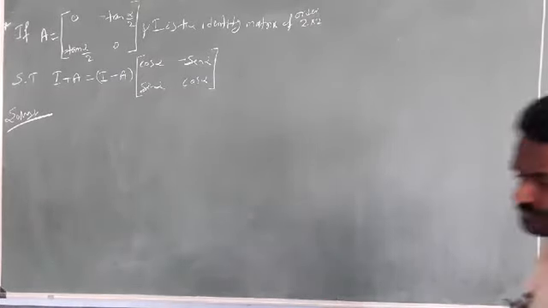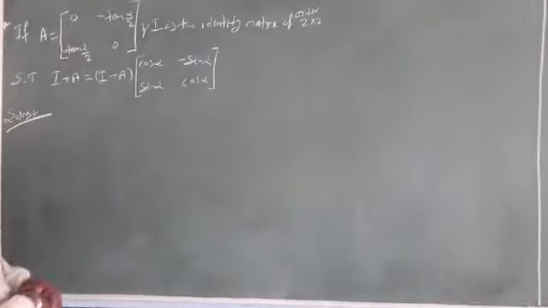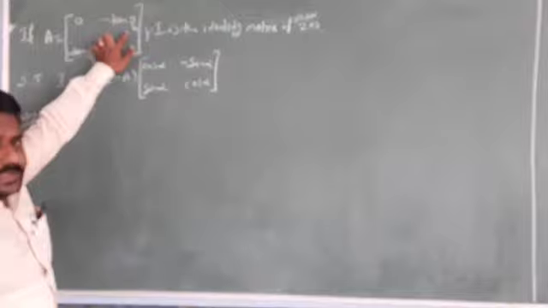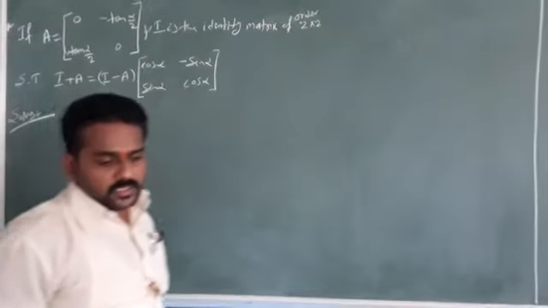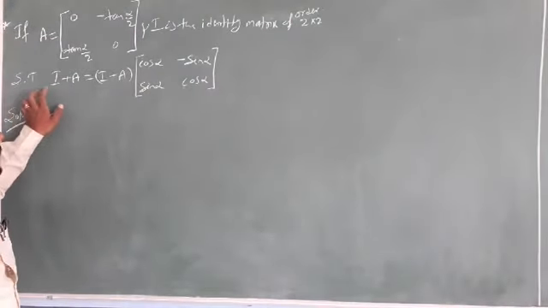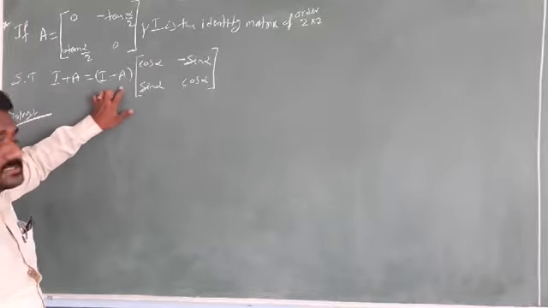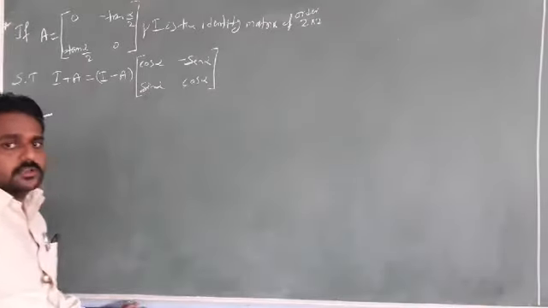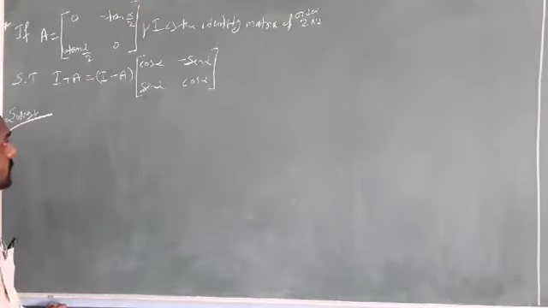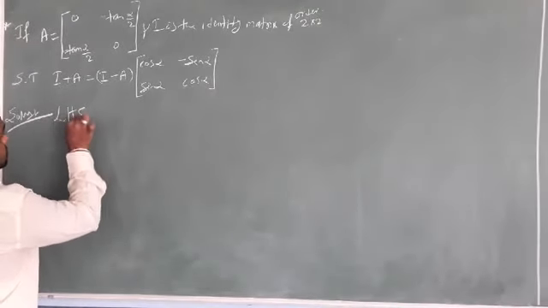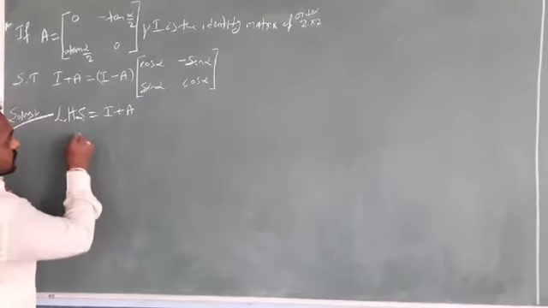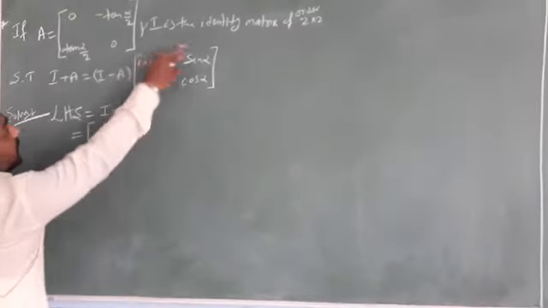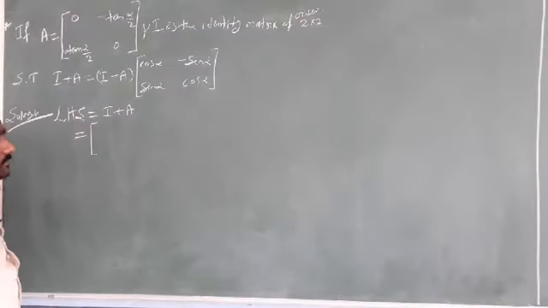Okay, next problem, students. If A equals matrix 0, minus tan alpha by 2, tan alpha by 2, 0, and I is the identity matrix of order 2 by 2, then show that I plus A equals I minus A into the matrix cos alpha, minus sin alpha, sin alpha, cos alpha. Okay. So consider the LHS part here, students. First, LHS equals I plus A as given. So what is I here? That is the identity matrix of order 2 by 2.